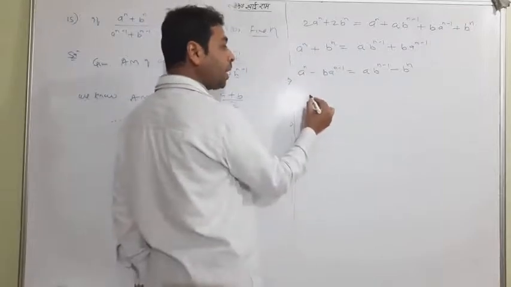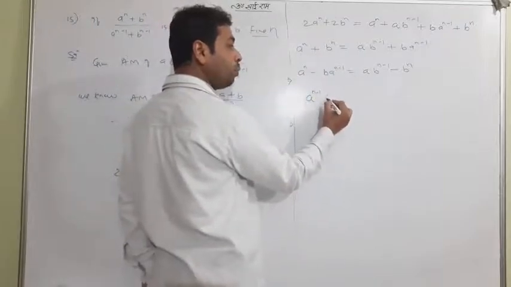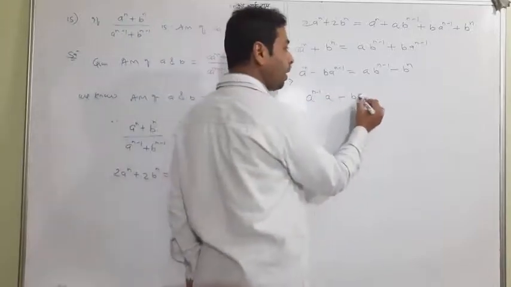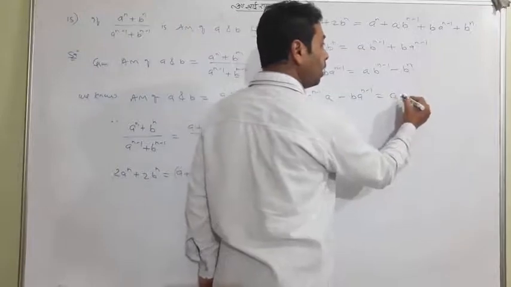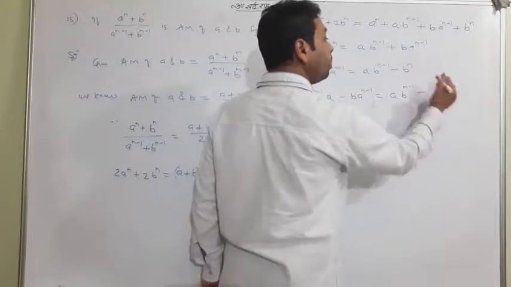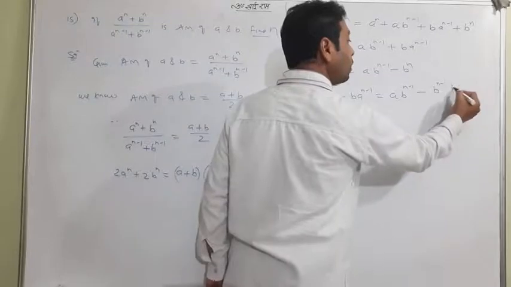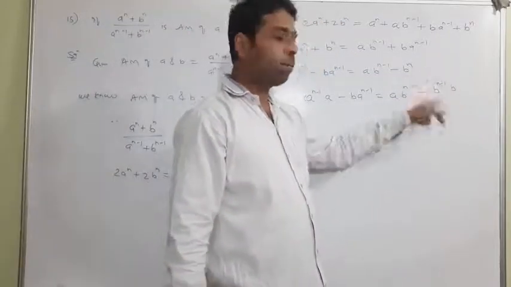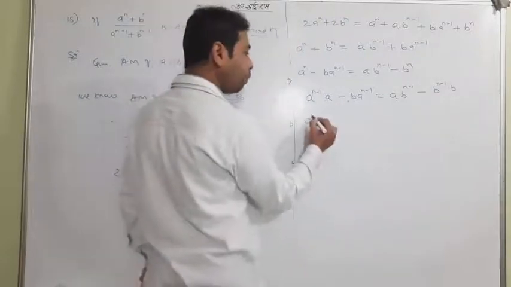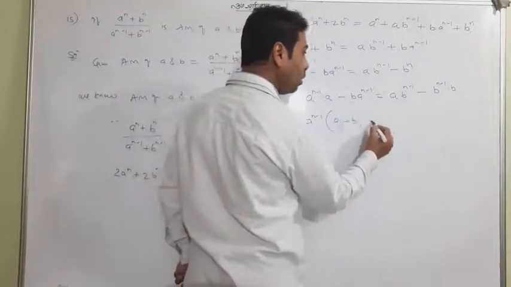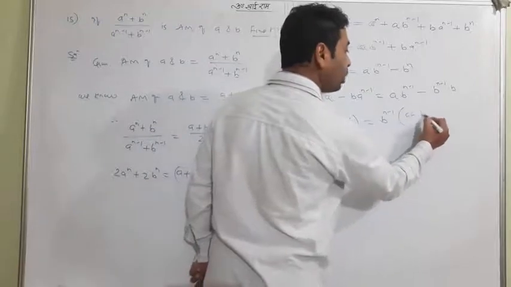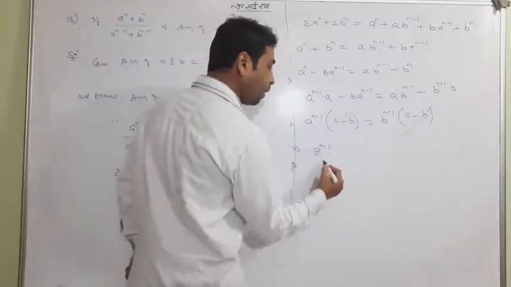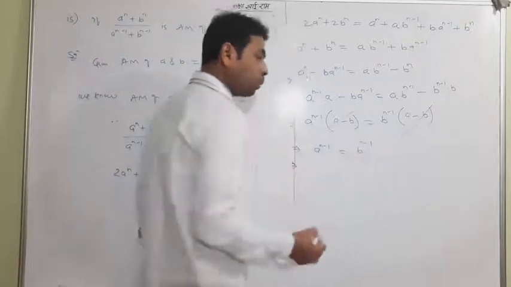A to the power n can be written as a to the power n minus 1 into a, because when you add the power you will have a to the power n, and minus b, a to the power n minus 1 is common. Copy. This is also copy, and b to the power n will be b to the power n minus 1 into b, because when you add the power you will get b to the power n. Now take out common a to the power n minus 1, a minus b is here; b to the power n minus 1 common, a minus b is here. So these two terms cancel. A to the power n minus 1 equal to b to the power n minus 1 we are having.